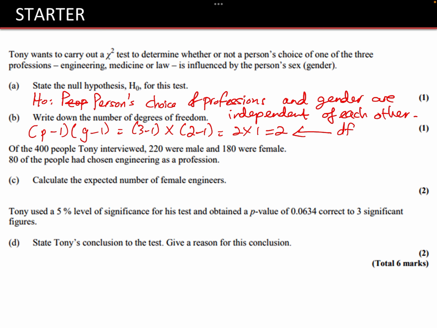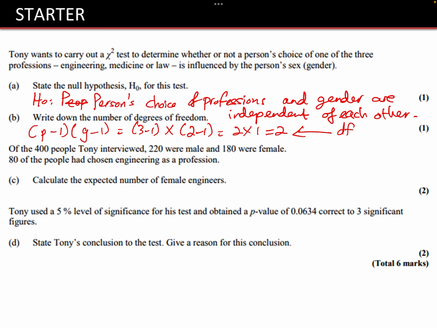Now, let's look at the next example here. It says that of the 400 people Tony interviewed, 220 were male, 180 were female. 80 of the people had chosen engineering as a profession. So what we're trying to find out is to calculate the expected number of female engineers. All right. So basically, we're trying to find out with probability what the expected number of female engineers is in this case.